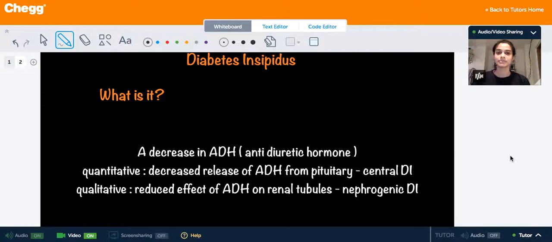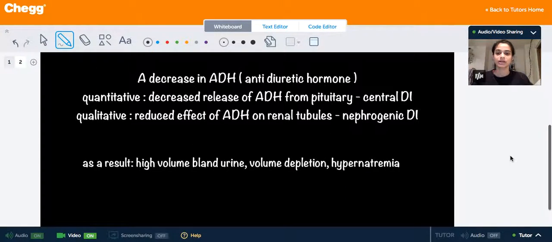In diabetes insipidus, the result of this reduced amount or reduced effect of ADH is that the urine becomes extremely high volume because of all the water in it. It's just a lot of urine, and it is very bland. The word insipid means bland or tasteless. So this is going to be extremely low osmolarity urine, and a lot of it.